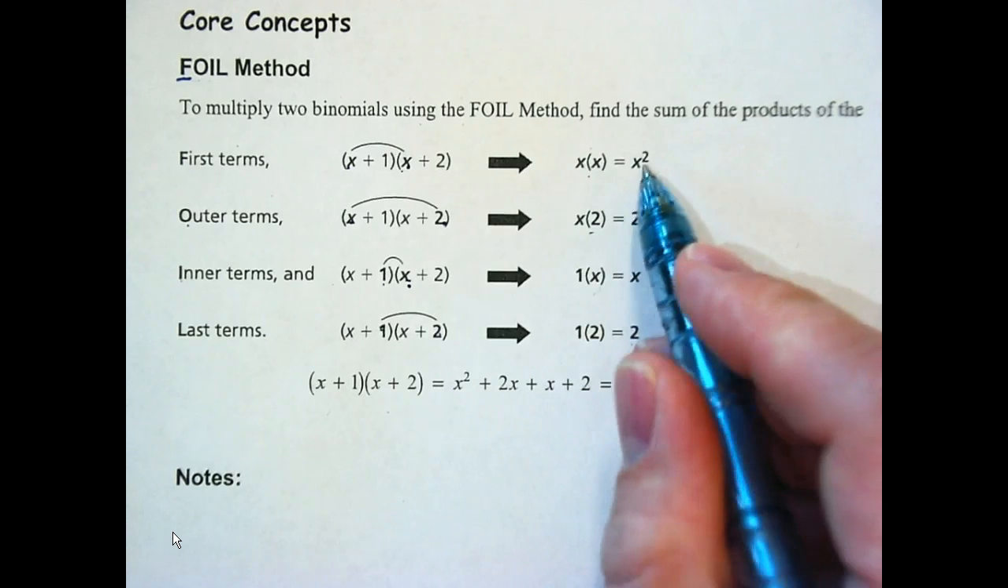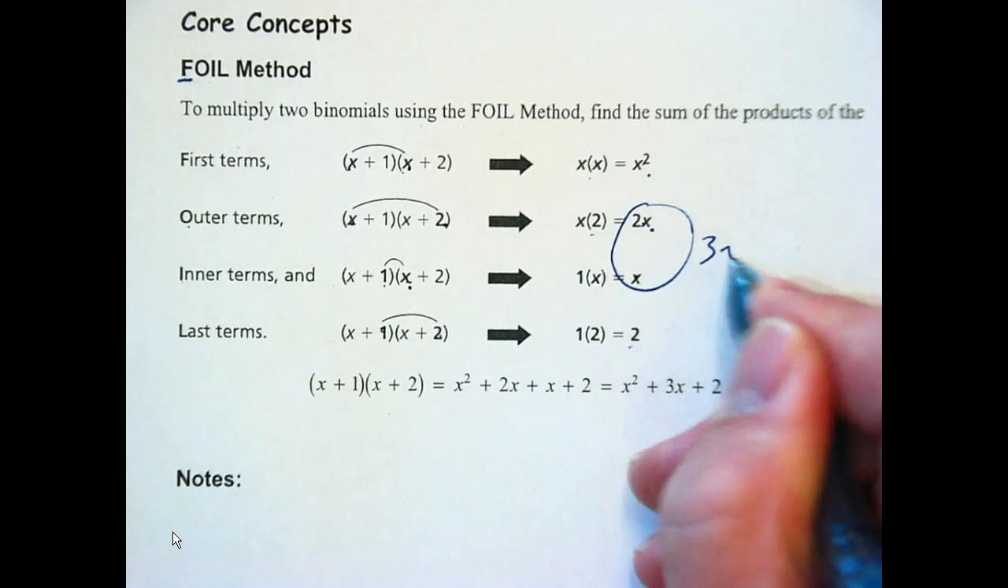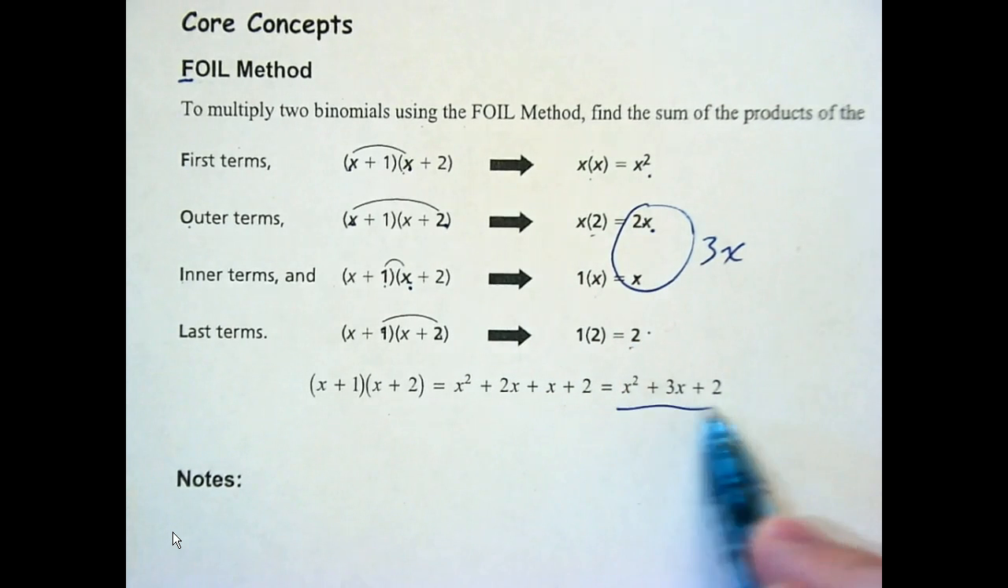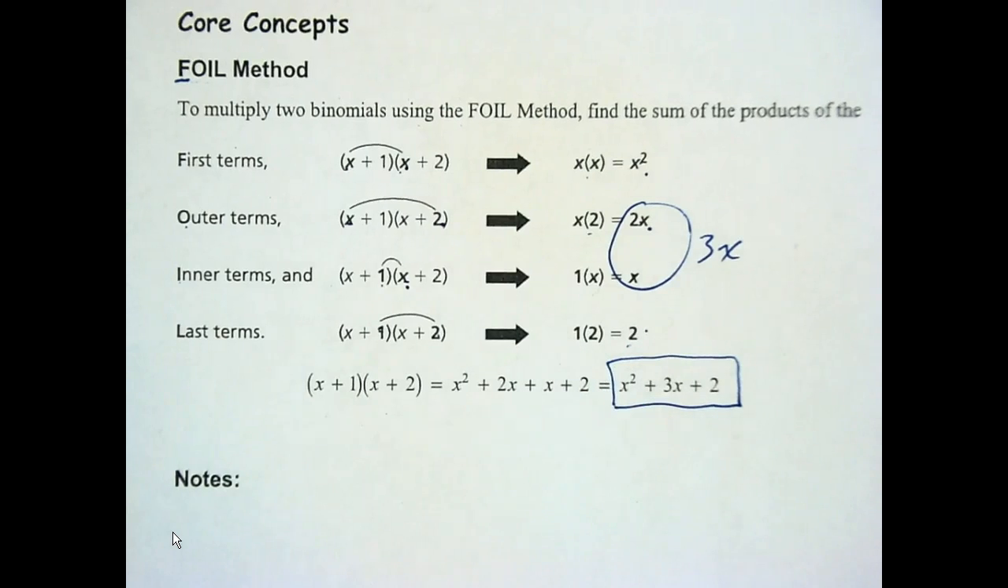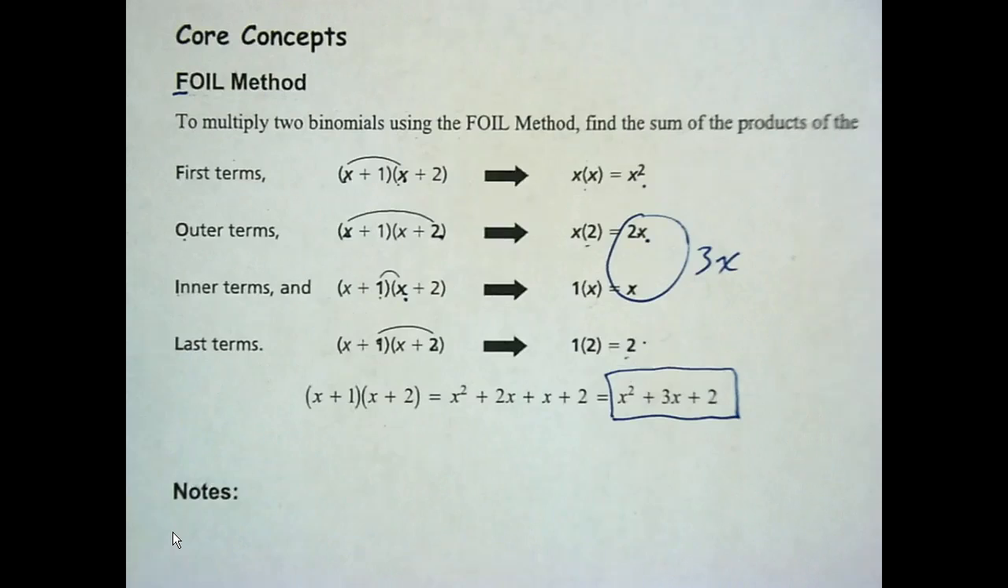When you combine all of this, x squared, 2x, x, and 2, these two go together to make 3x. You end up with x squared plus 3x plus 2. Since they're all positives, there are pluses in between. That's FOIL. Now, what I will do is talk to you about that as the distributive method.